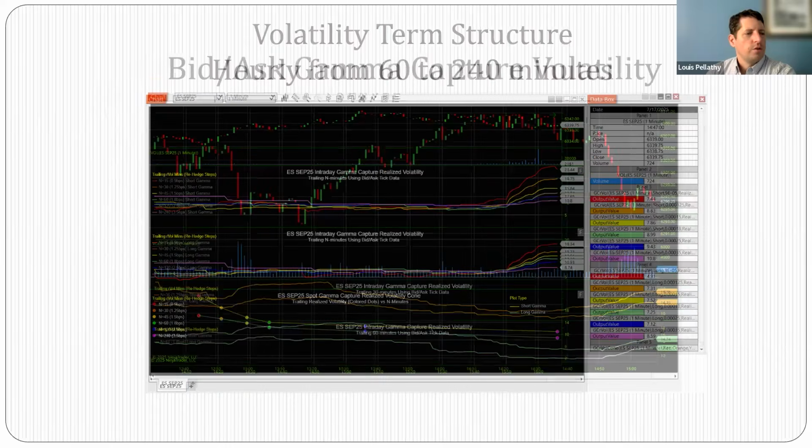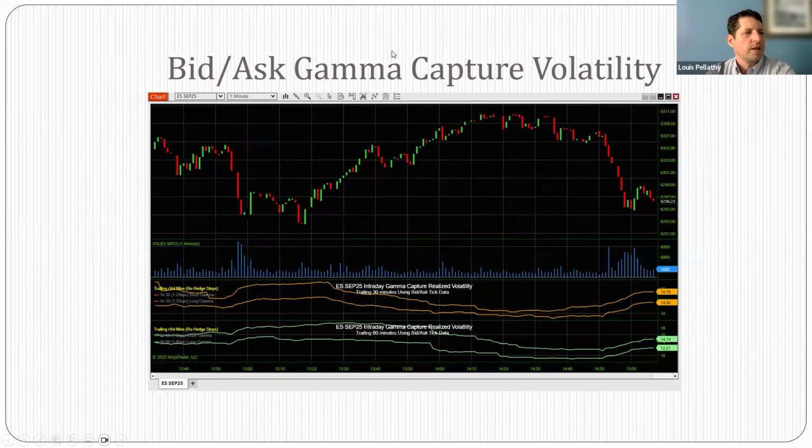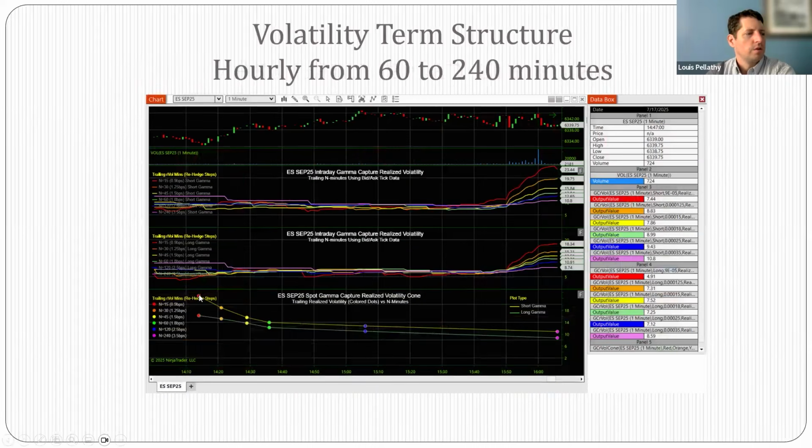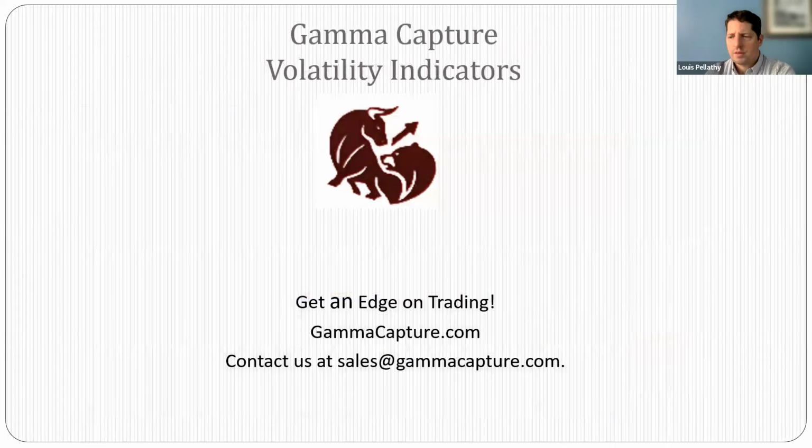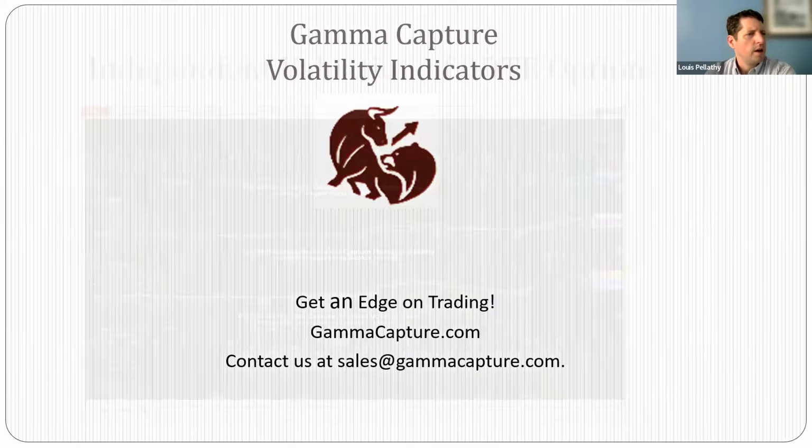Again, these are for future releases. We're going to do a bid-ask volatility instead of just a single line. And here, this is our volatility cone, which you can see the term structure of volatility within certain look-back windows, anywhere from 15 minutes, 30, 45, 60, out to 240 minutes. This won't be in the first release of our indicator, but this is going to be in the later release. And that's all I have for the moment.